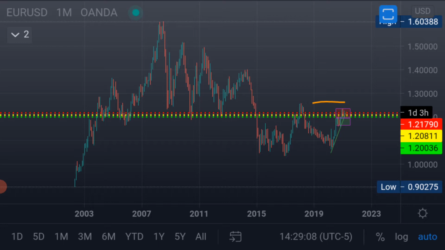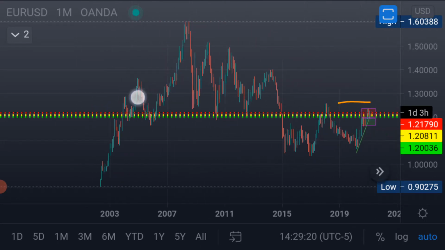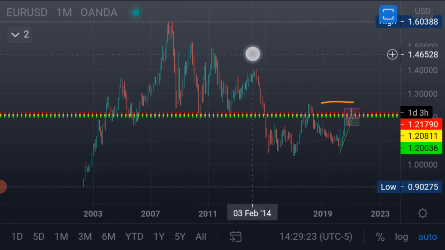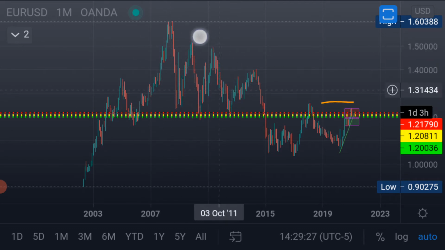All right, so we're gonna start off with the Euro USD, and we're looking at the monthly chart. All right, you can see my touches on the screen. I want you to see everything in this general area is considered a zone.